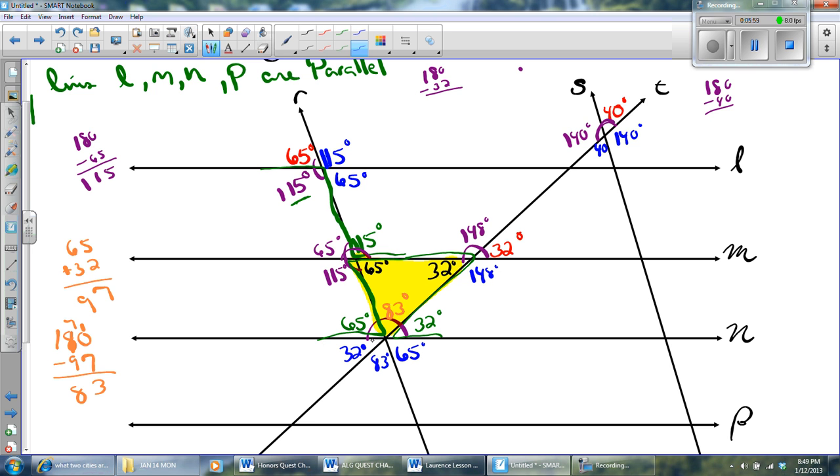All right, look, I got an alternate interior angle here, which makes that 32, right? And I got another alternate interior angle here, which makes that 65. Okay, I'm going to figure out this angle here. This one will help me a lot.